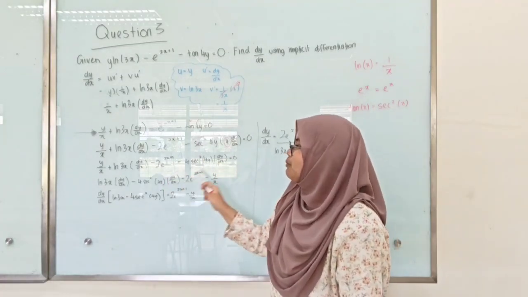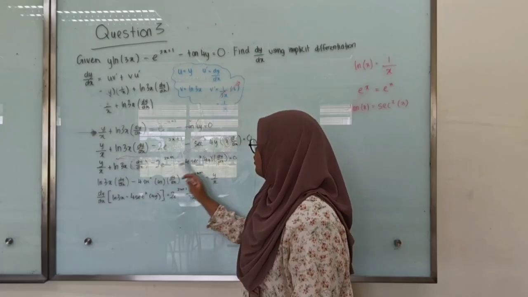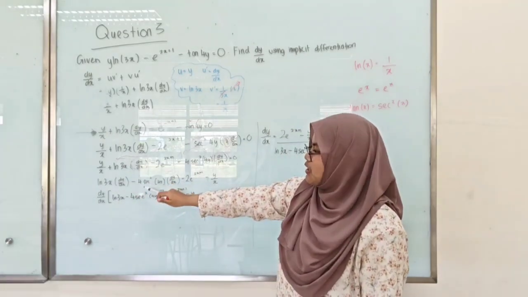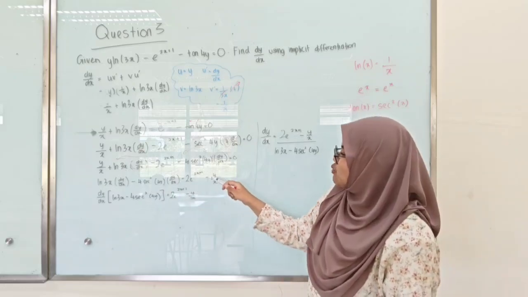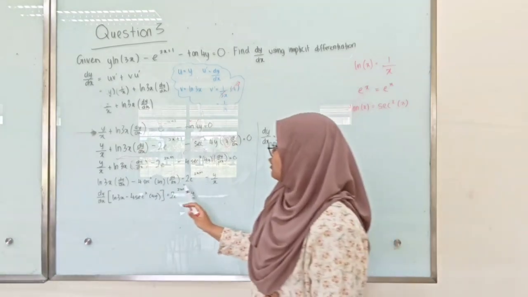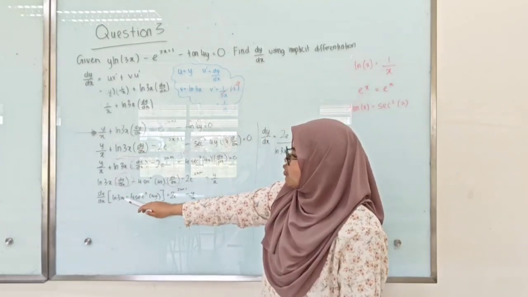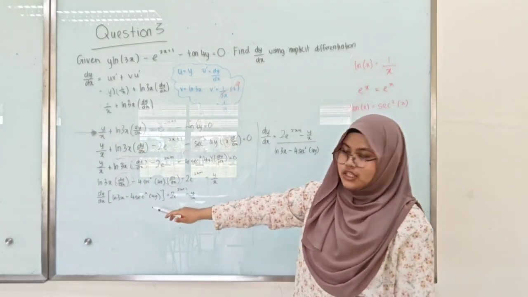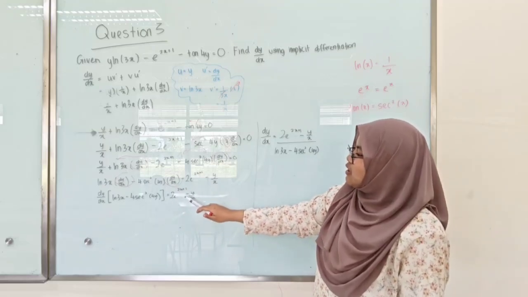And then we put dy by dx on the left side. So it will be log 3x dy by dx minus 4 secant square 4y dy by dx equal to 2e power of 2x plus 1 minus y per x. So we need to factorize dy by dx. So dy by dx over bracket log 3x minus 4 secant square 4y close the bracket equal to 2e power of 2x plus 1 negative y per x.